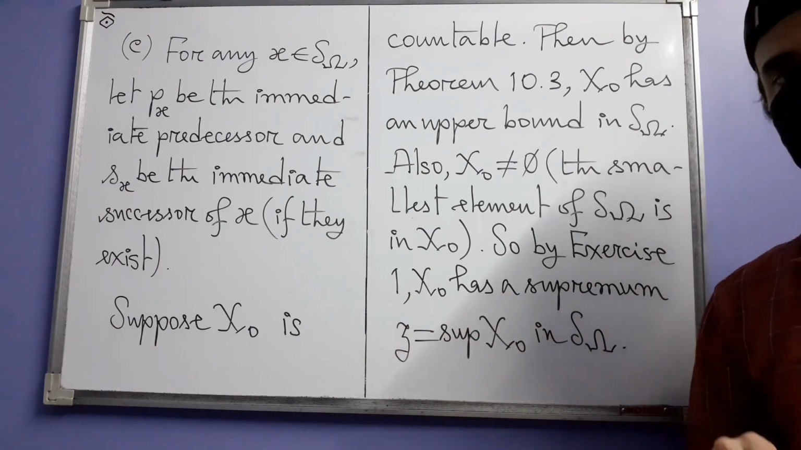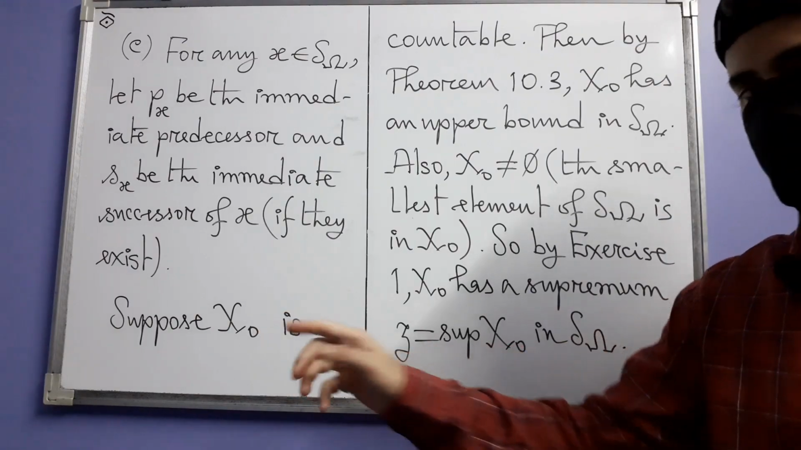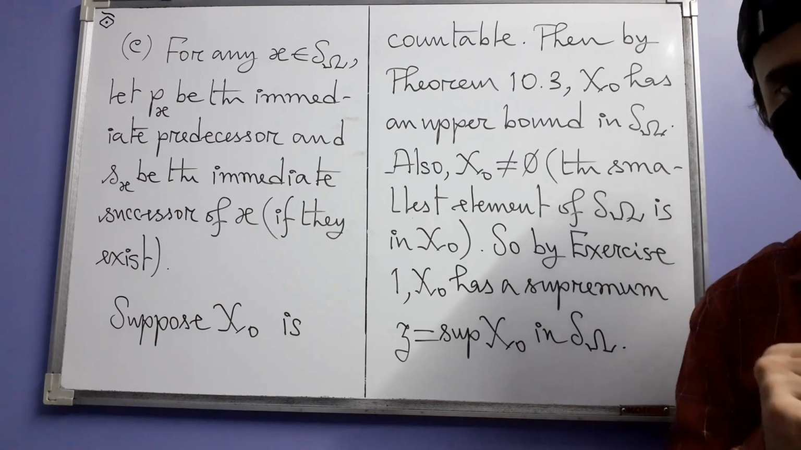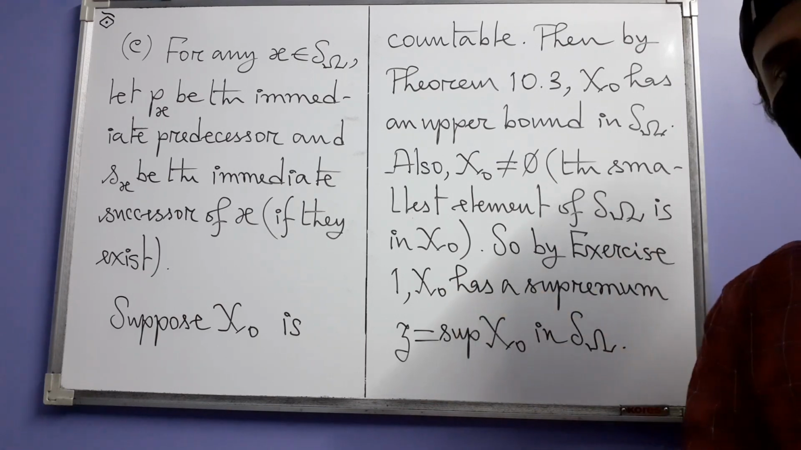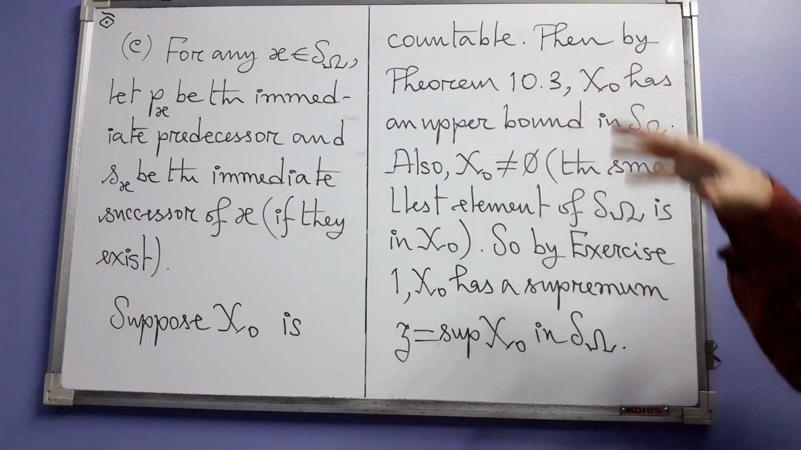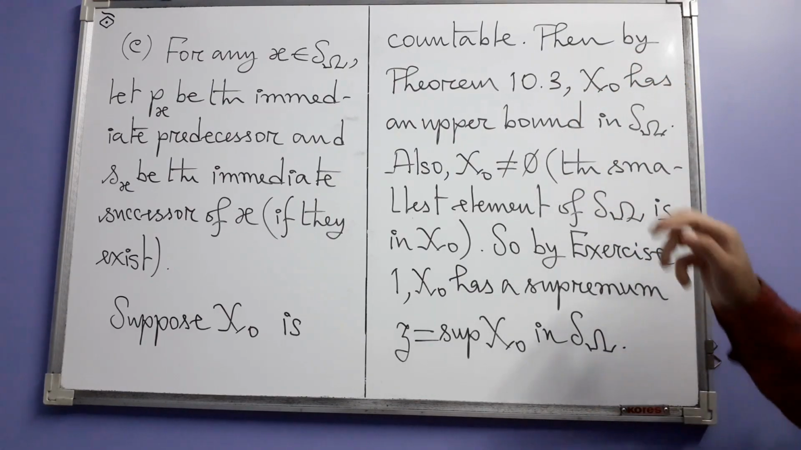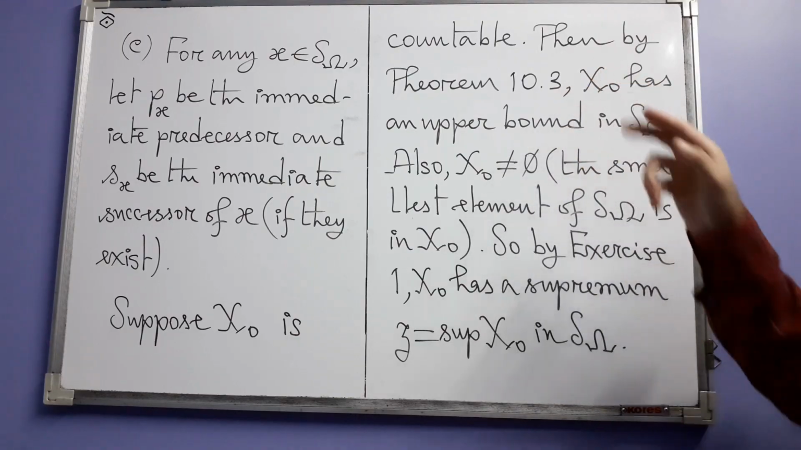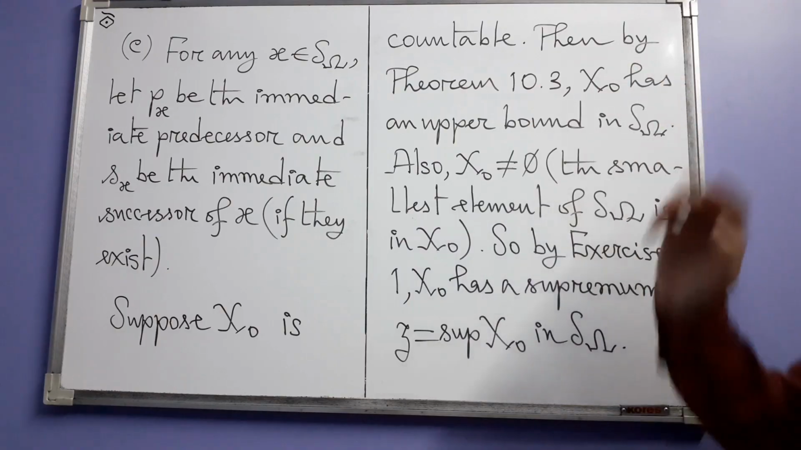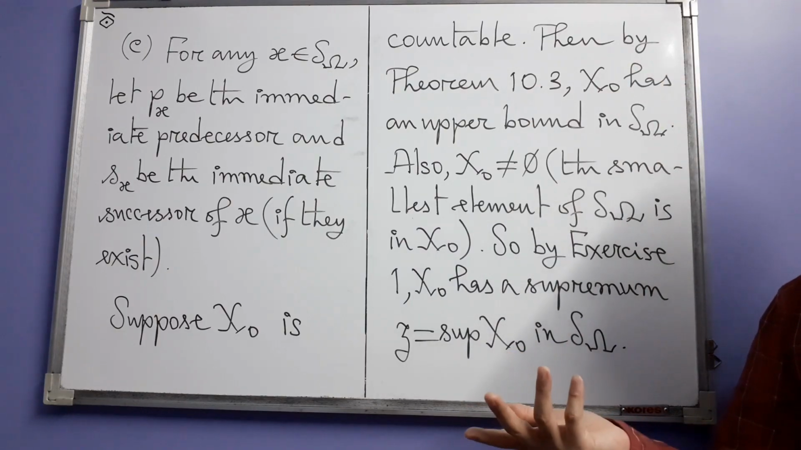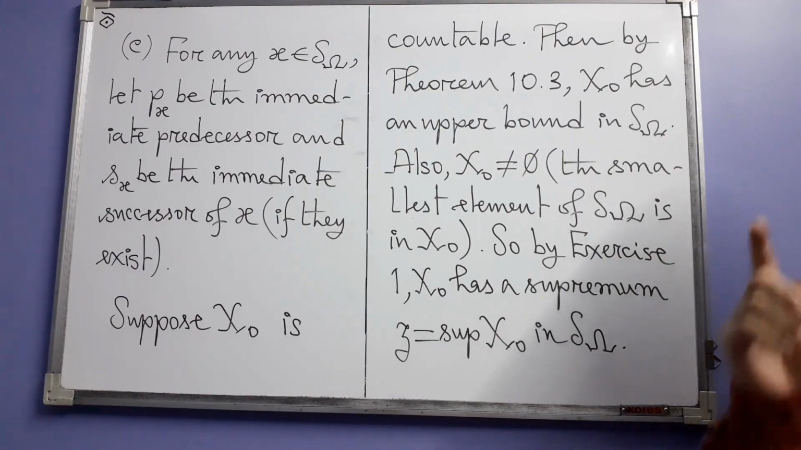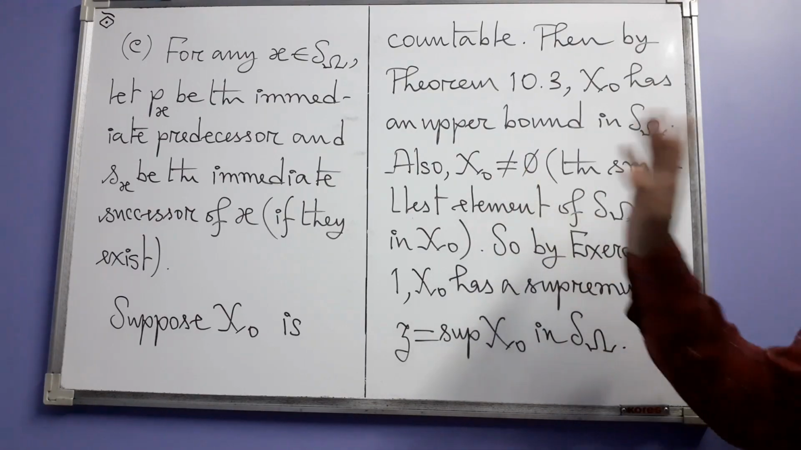So what do we have to prove? We have to prove that x naught, the set of those elements in S omega which do not have immediate predecessors, is uncountable. Suppose it is countable. Okay. Then you recall the last result of this section, where we said that any countable subset of S omega has an upper bound in S omega, which is this theorem 10.3. So by that result, our x naught will also have an upper bound in S omega. And at the same time, x naught is a non-empty subset.